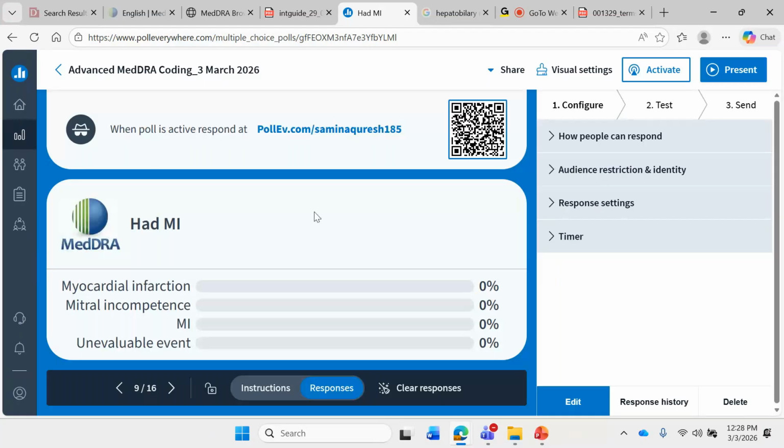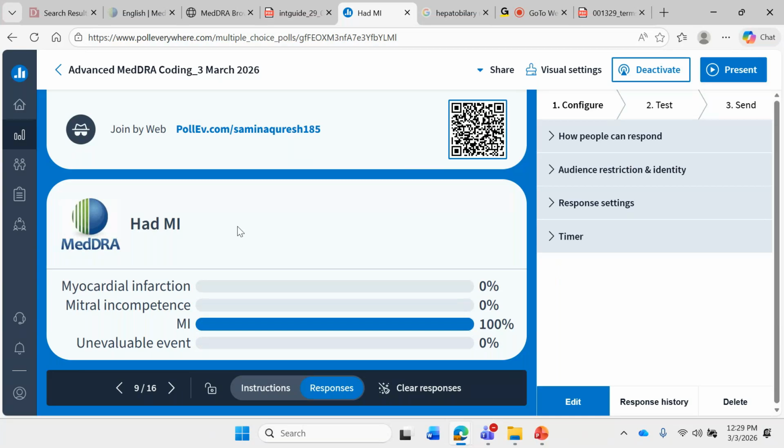Okay, how about this one? Let me activate it for you. If the only thing that's reported is "had MI," what would we do? And some of the physicians out there, you'll say, of course I know what that means. I mean, that's easy, what I would code. MI.